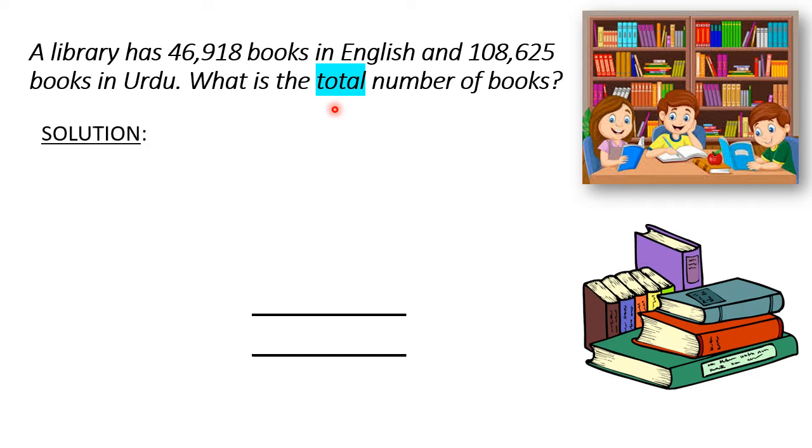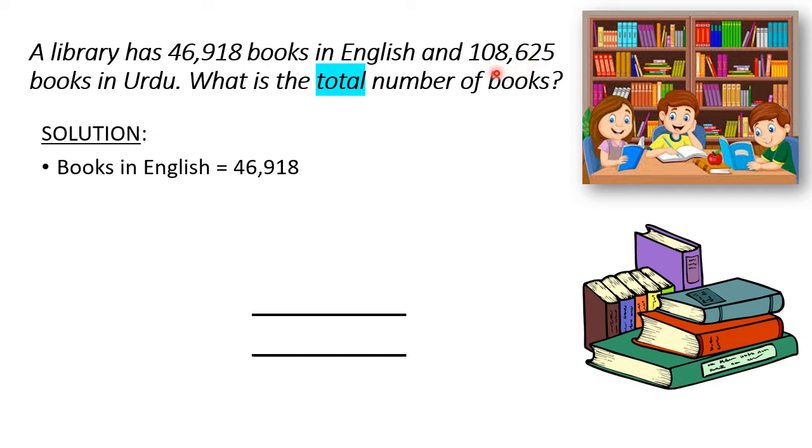In the solution, again we have to convert the given information in the form of statements. To convert in the statement, again we will ask this question that what is 46,918, and the answer will be this is the number which represents the English books in the library. So our first statement will be books in English is equals to 46,918. Now we will ask this question that what is this number?